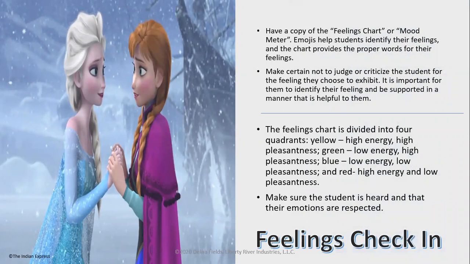So we like to begin the group. Once we set the norms, we like to begin with a feelings check-in. We have provided a feelings chart. Some call it a mood meter. And if you don't have access to one, I'll be more than happy to email you a copy that you can print or laminate so that you can use it throughout the school year. It is filled with emojis. I'm going to show you that in just a few minutes. And it helps students identify their feelings.